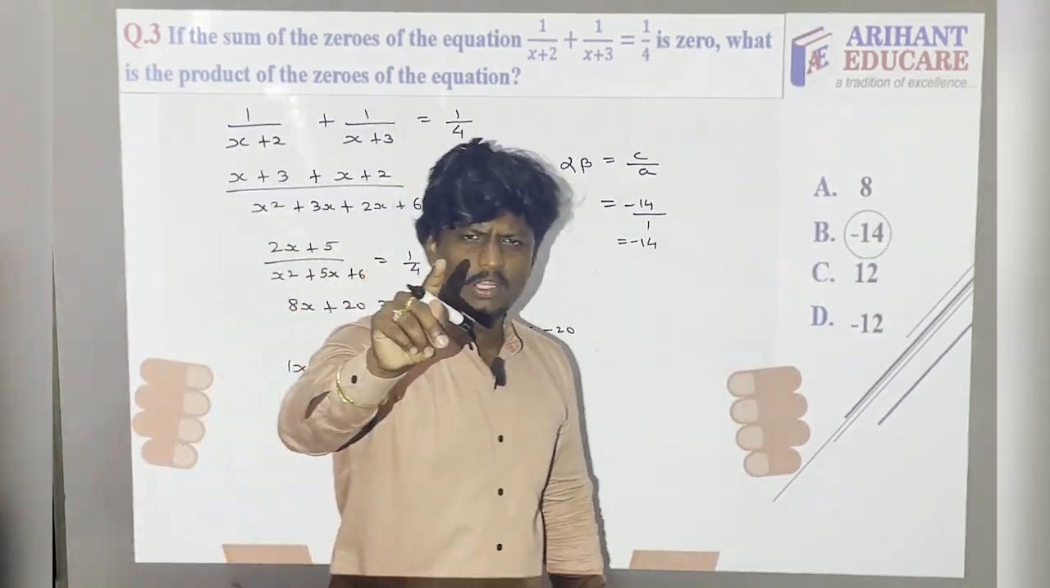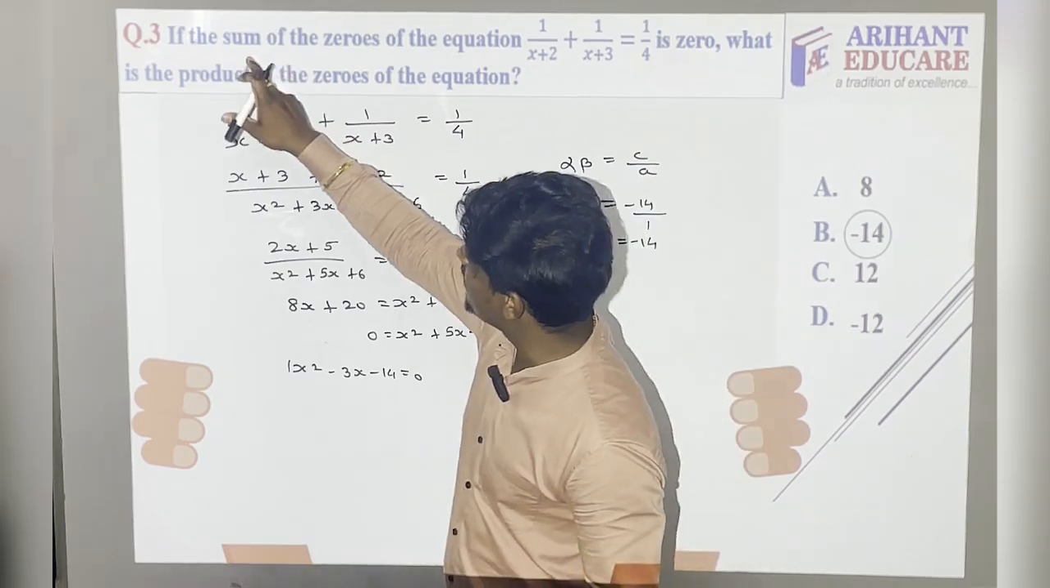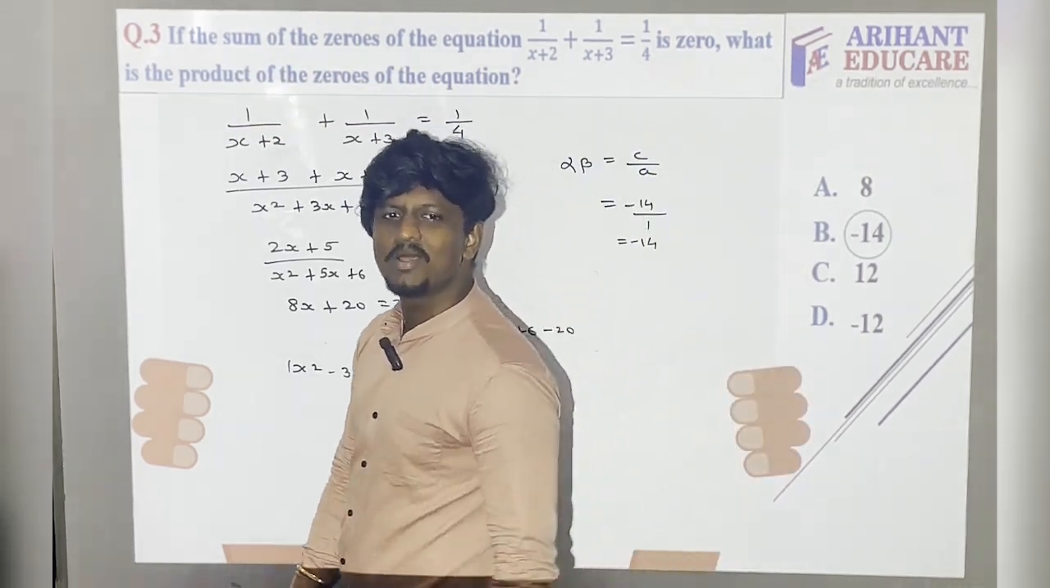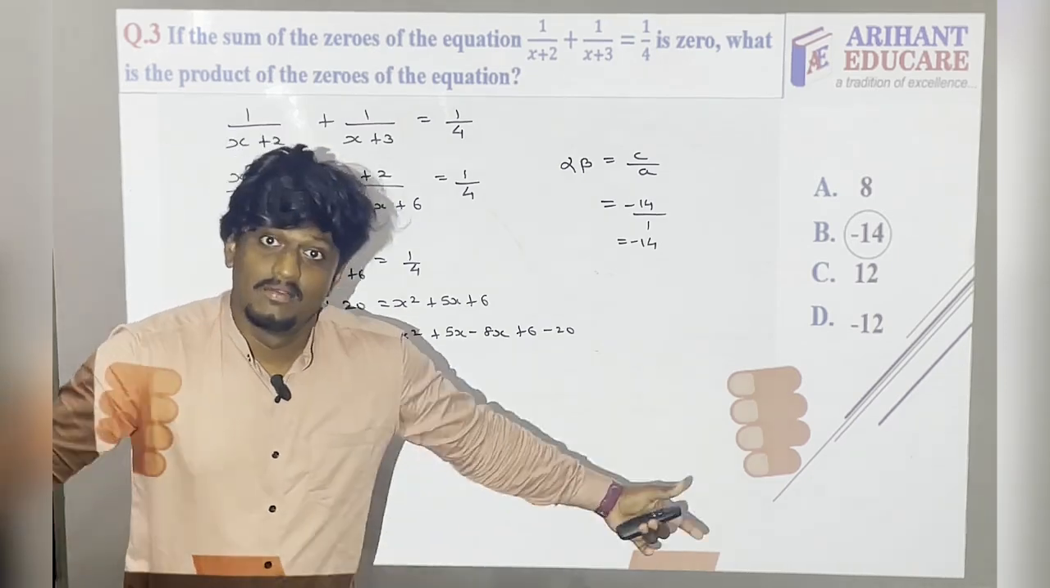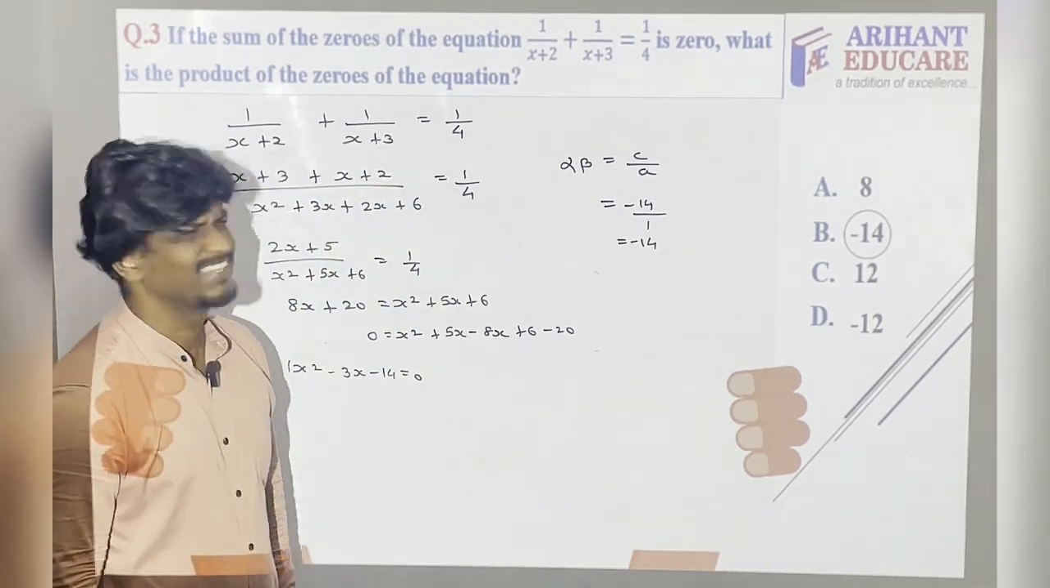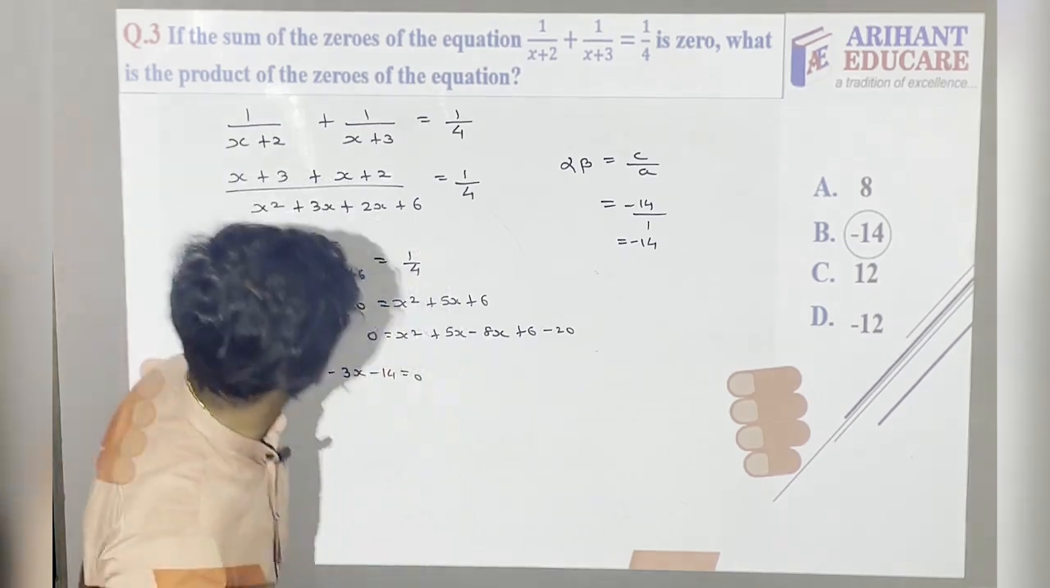But take a second. Look at the condition given. It says the sum of the zeros is 0. We are not concerned about it. Okay? We don't care. Right? So again, that was just to make you get confused. We won't. Let's go for the next one.